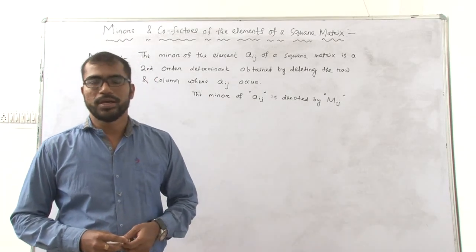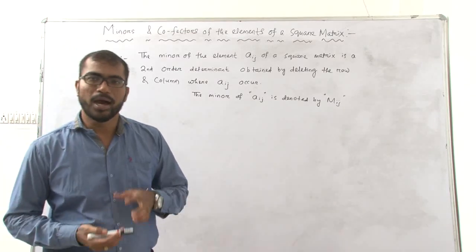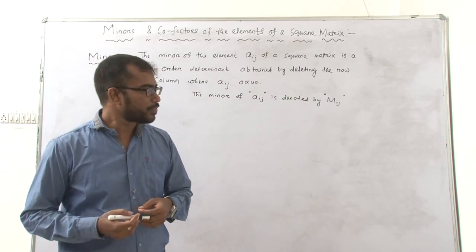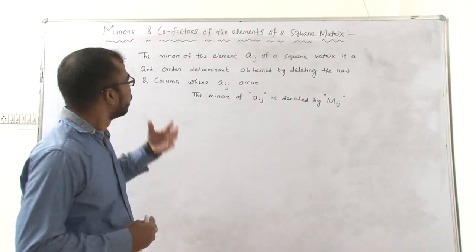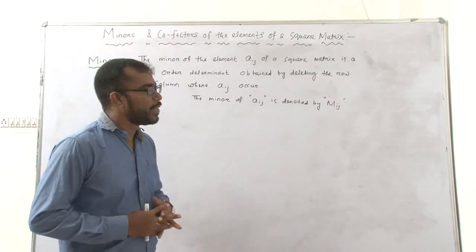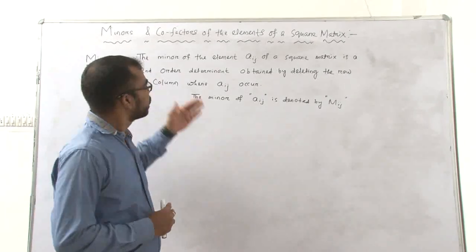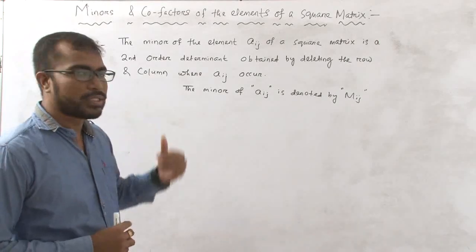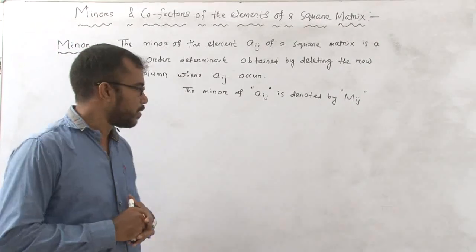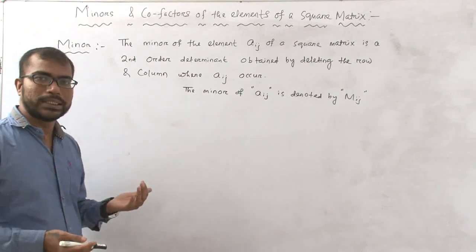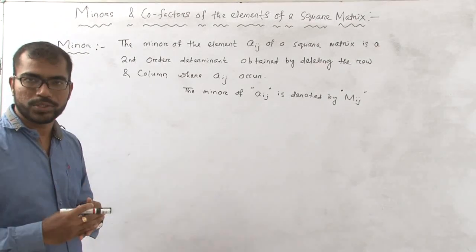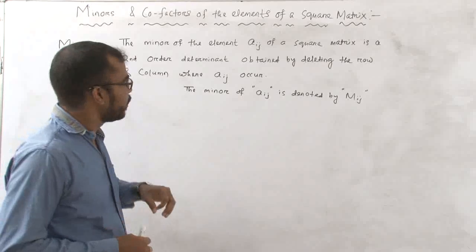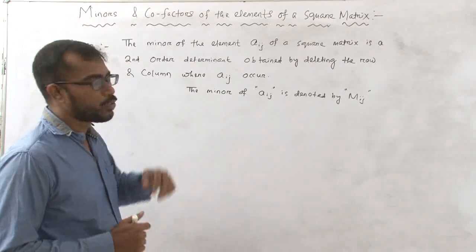In the previous session, we discussed what a determinant is and how to evaluate second order and third order determinants. In this session, we will discuss the minor and cofactor of the elements of a square matrix. Before that, we revisit how to evaluate first order, second order and third order determinants. We will take some examples to understand clearly how to find the minor and cofactor of a square matrix.